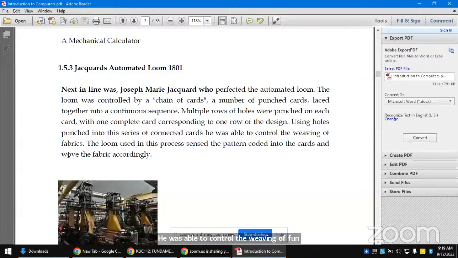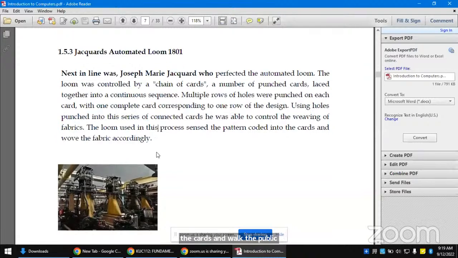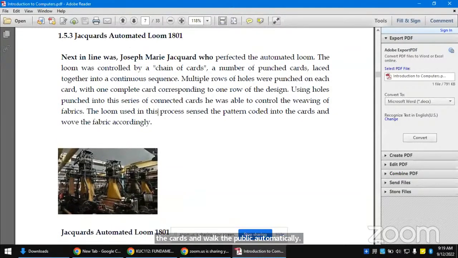So this one actually was used in weaving of fabrics. The loom used in this process read the pattern coded into the cards and wove the fabric automatically. So this is one of the earliest machines, of course, in 1801. It was used for automated weaving of fabric. If you have a design, you punch it where the hole is, where it's punched and where it's not punched, it was in terms of zeros and ones.